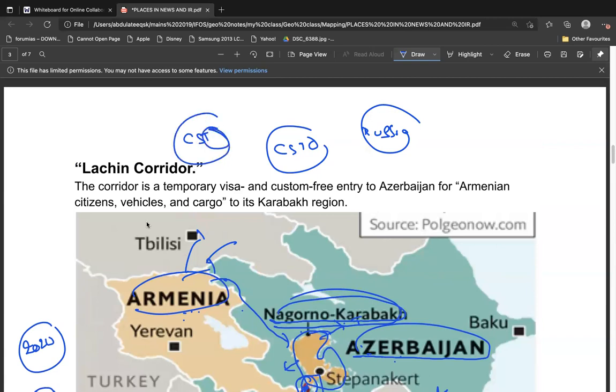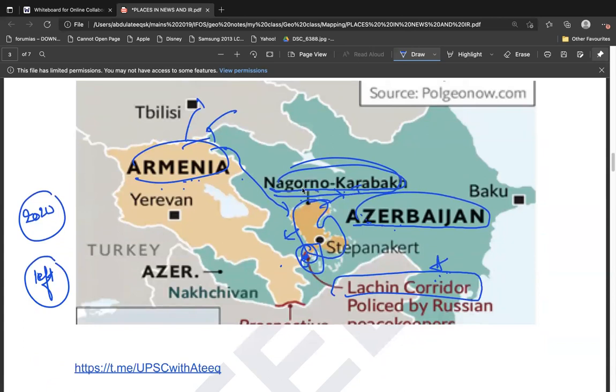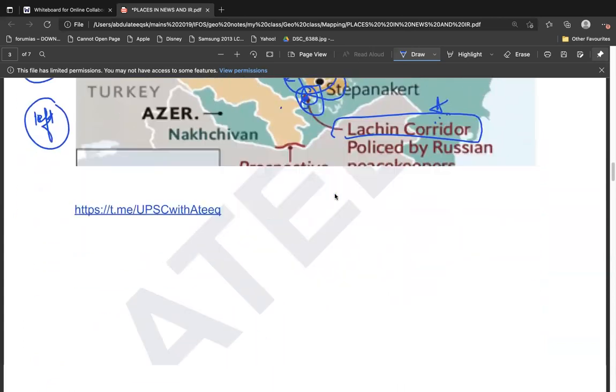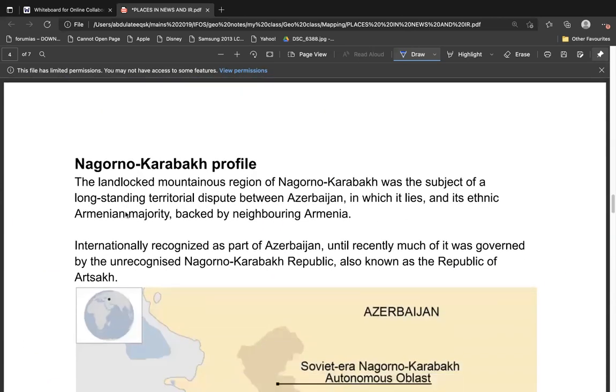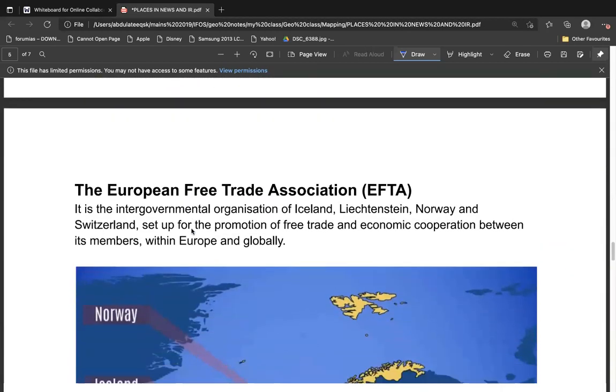So because of this, all these things are in the news: the Lachin Corridor, CSTO, Armenia, Azerbaijan, and majorly this important province that is in the news. This is given here, the Nagorno Karabakh profile, whatever I have mentioned is given here.